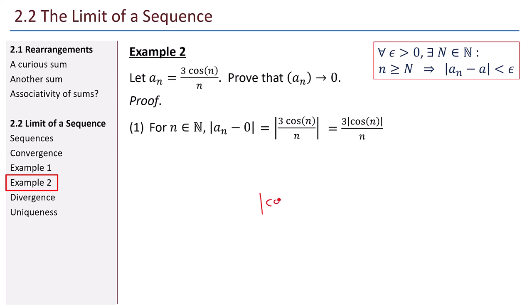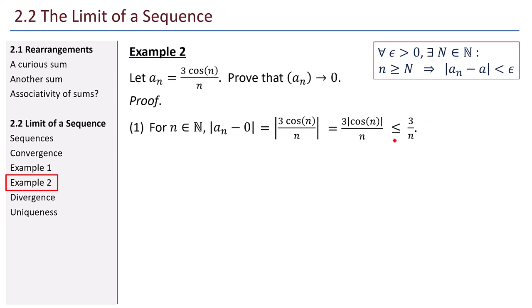that cosine of n, I can't really do much more with this in terms of equality, getting something simpler, but with an inequality, I can say that the absolute value of cosine n is less than or equal to 1. And so my whole expression up above becomes less than or equal to 3 over n. And I've accomplished what I want to in this first step. I have a simple expression that has an n, and as n gets bigger, this expression gets smaller.